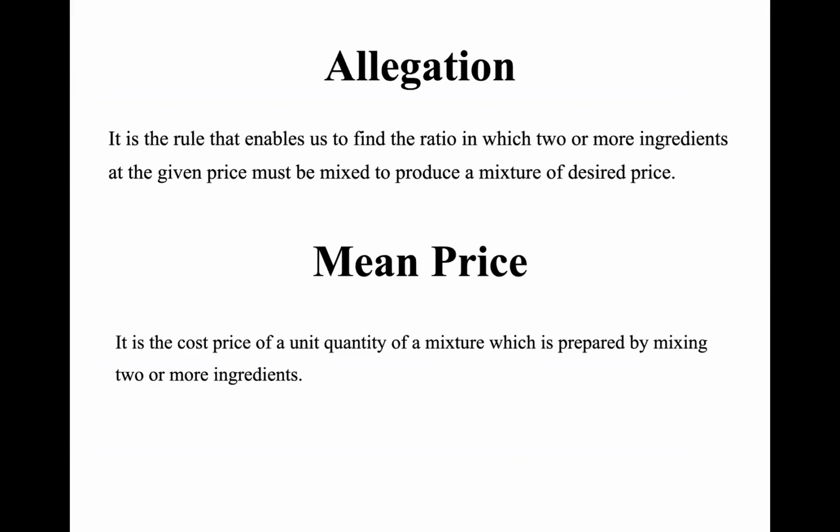Hello everyone. So in this video, we are going to see alligation and mixture. So what is alligation? It is a rule that enables us to find the ratio in which two or more ingredients at the given price must be mixed to produce a mixture of desired price.